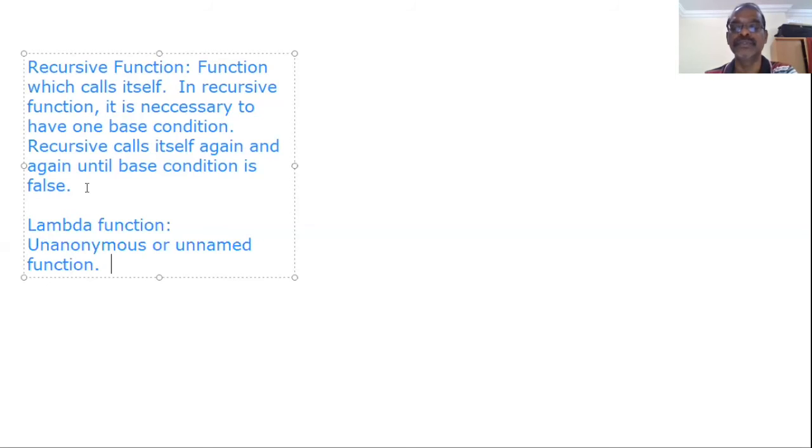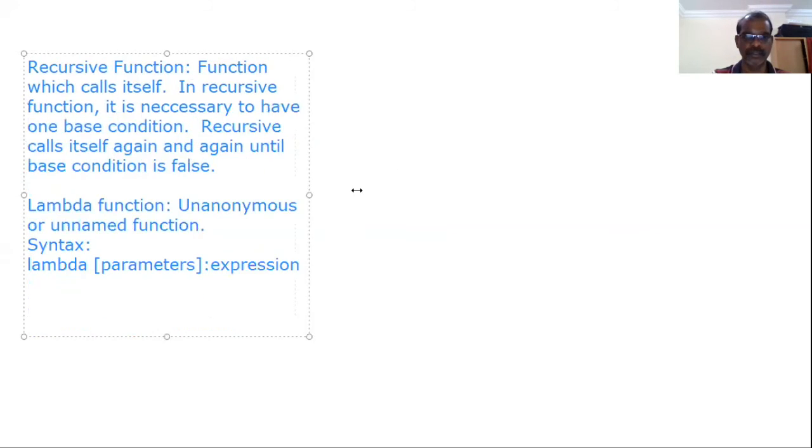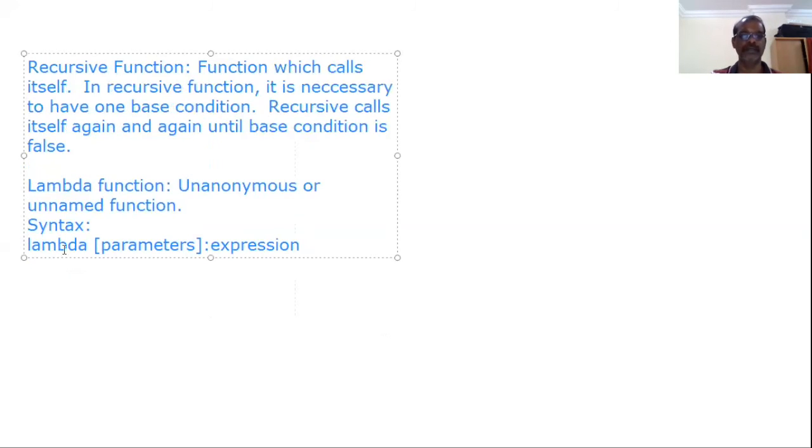Lambda is a keyword which is used to define a lambda function. Now we will see the syntax. Lambda is a keyword which is used to define lambda function, then parameter, colon, then expression. That's all. So here lambda is a keyword, parameters are optional, then colon and expression. I will explain with the help of one program, so we can easily understand.